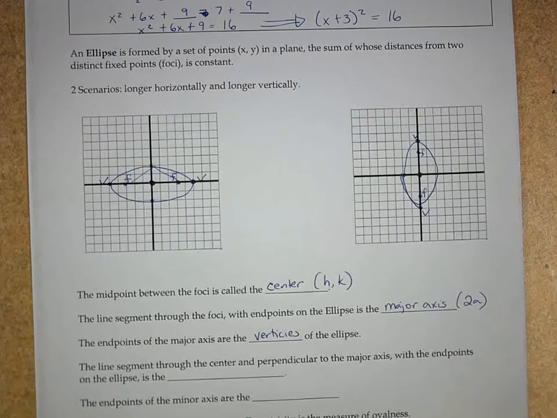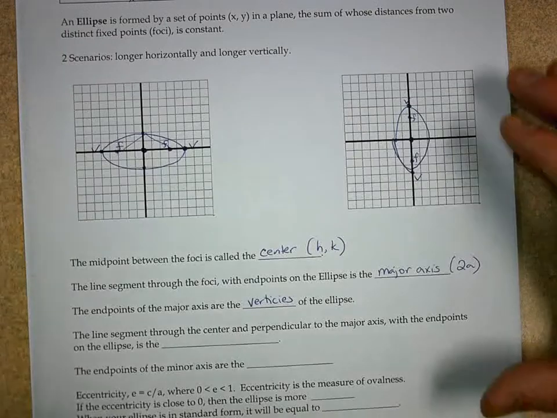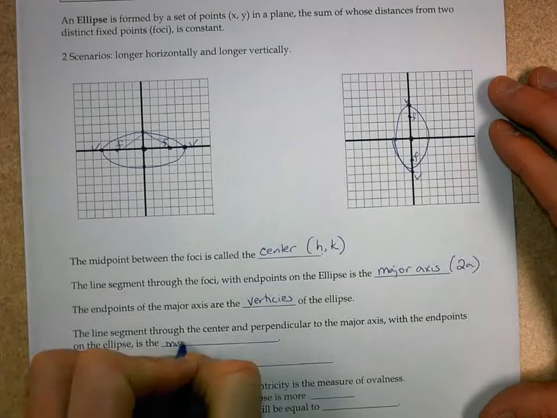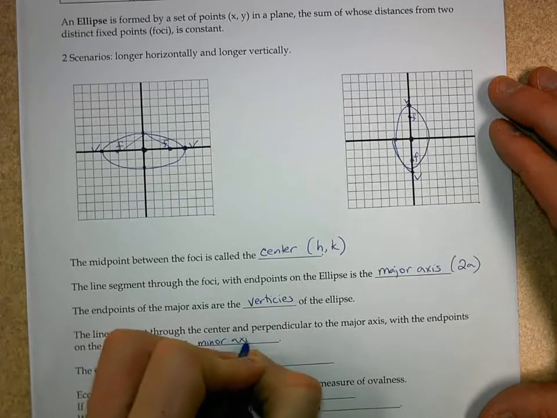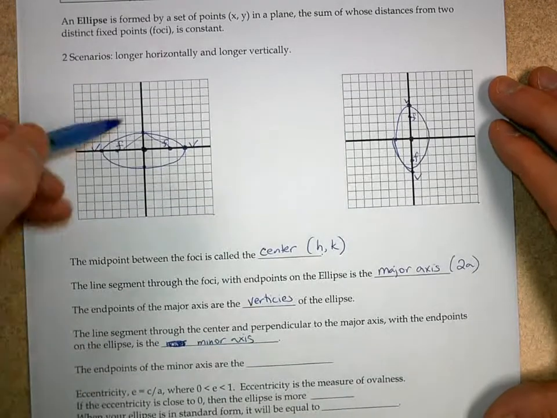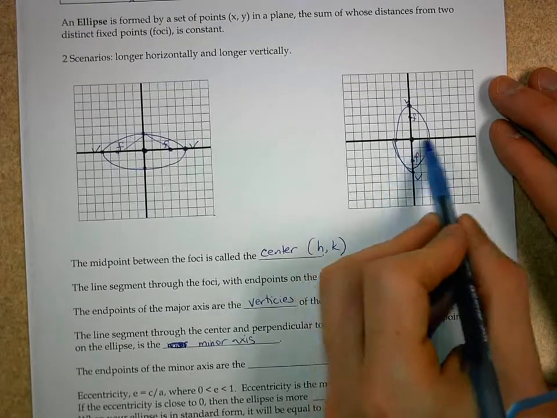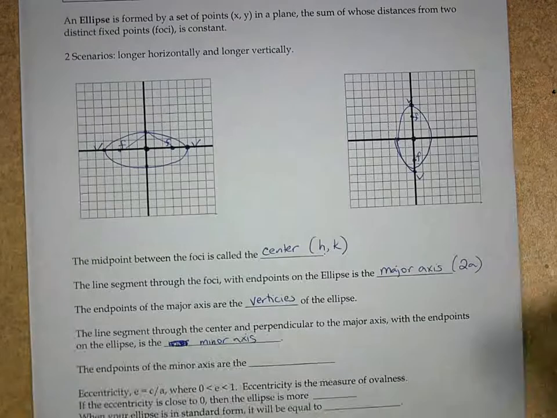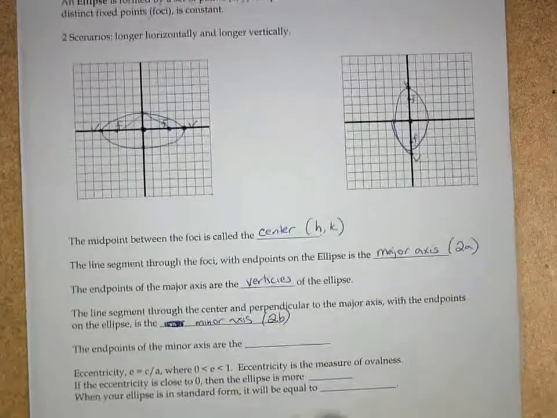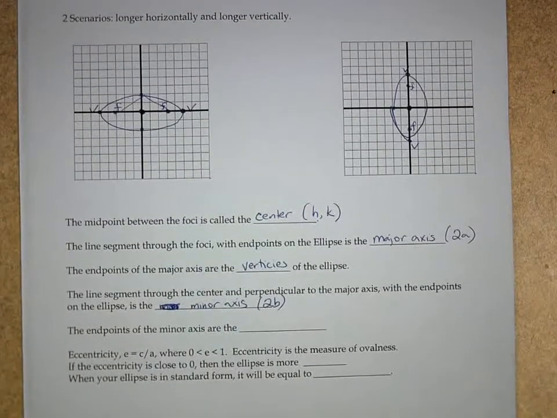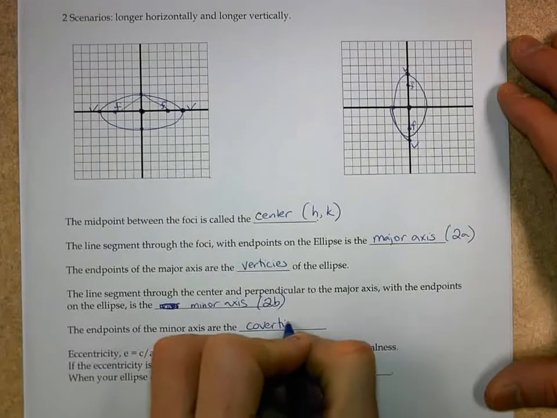The line segment that goes through the center that is perpendicular to the major axis is called the minor axis. So the minor axis would be this line that goes through the ellipse, or this line. It's the shorter line that cuts through the ellipse, and is found using the formula 2b. The endpoints of the minor axis are called the co-vertices.